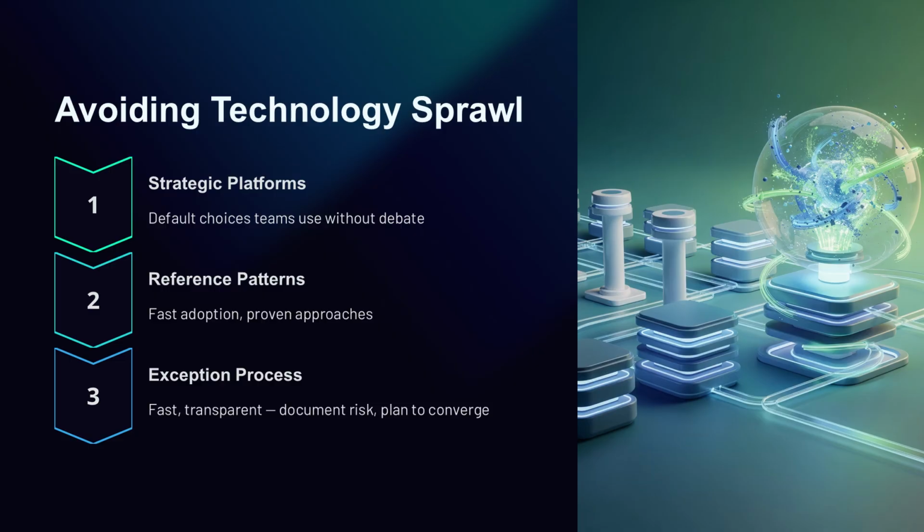You define an exception process that is fast and transparent, so teams can deviate when there is a real constraint, but must document the risk and the plan to converge later. This approach makes governance fair and practical. It also prevents the enterprise from becoming a patchwork of tools that only the original team understands.